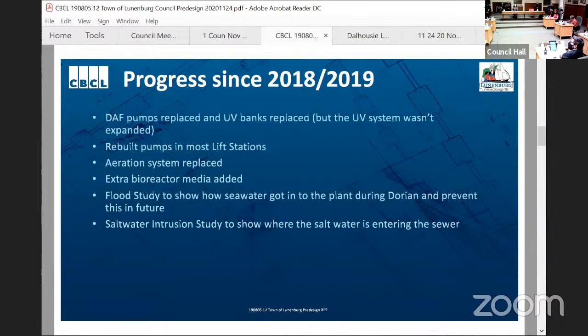As well, the aeration system was in very poor condition, and so it was replaced. And there was the flood study carried out that Donker has just talked about, and also a saltwater intrusion study to find out where the saltwater was getting in.